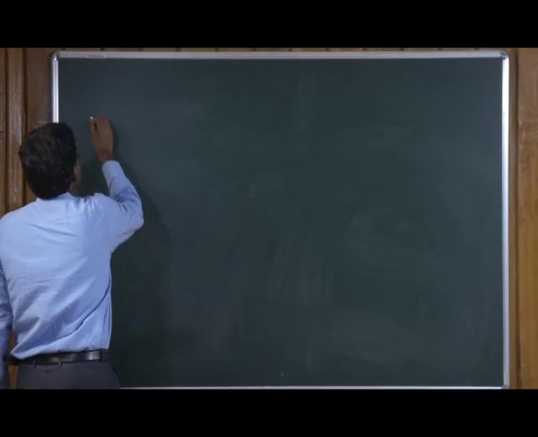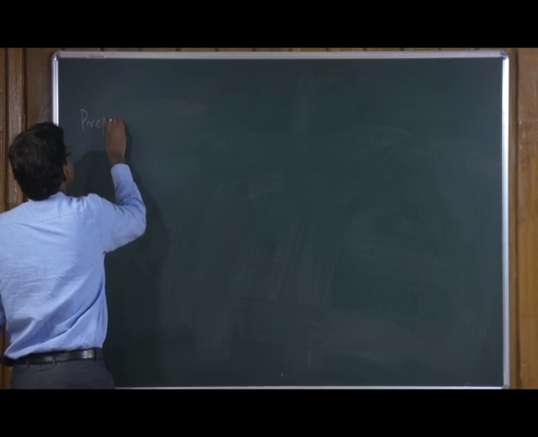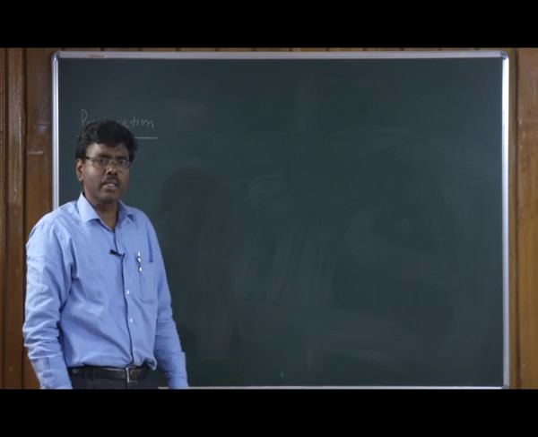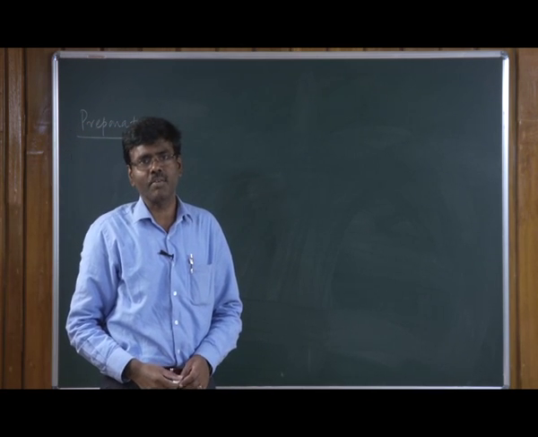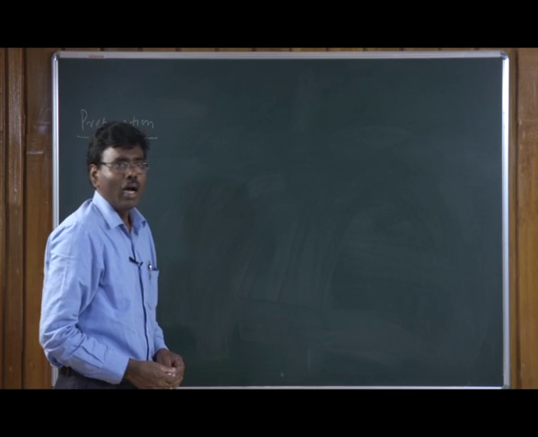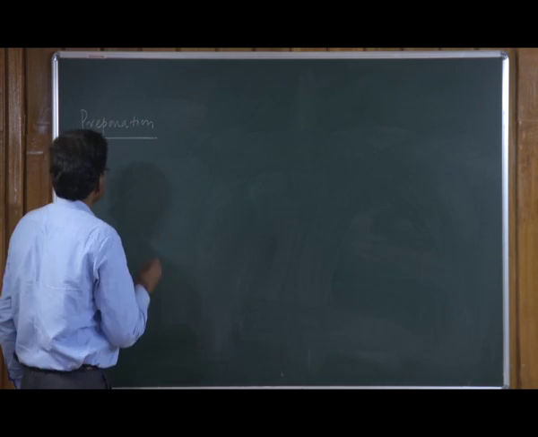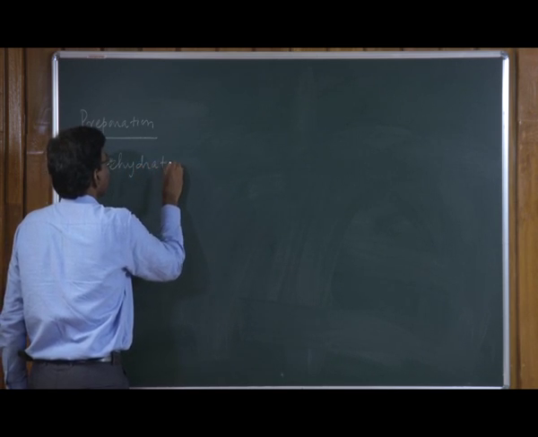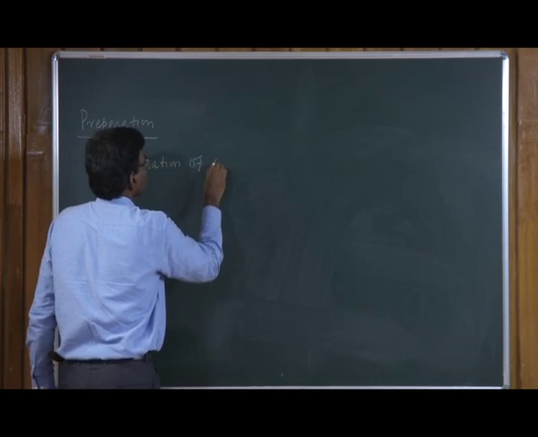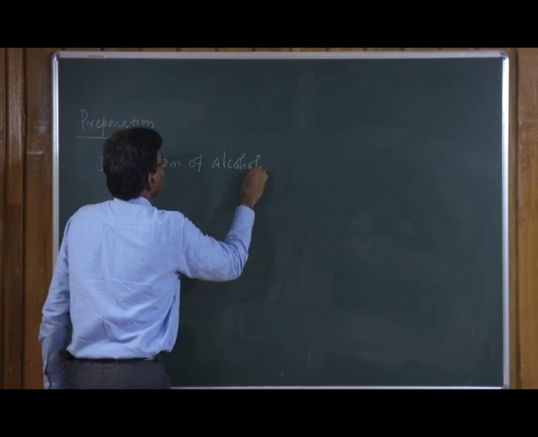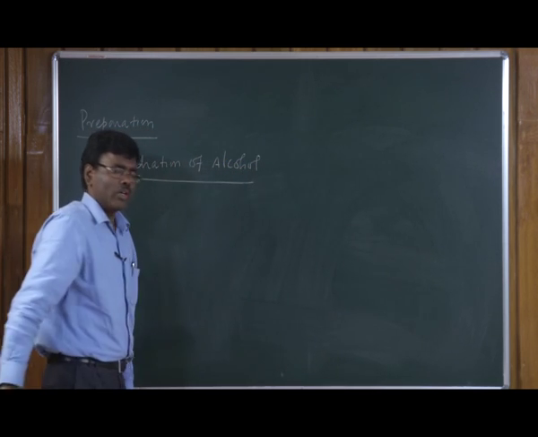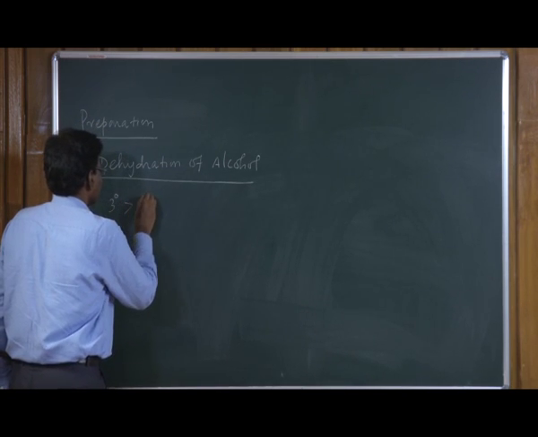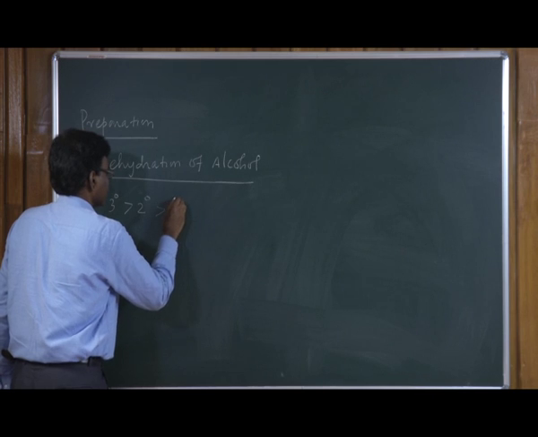Preparation of alkenes. There are so many methods available to make alkenes. The first example we are going to see is acidic dehydration of alcohols. When you compare the reactivity of alcohols, tertiary alcohol is more reactive compared to secondary alcohol. Secondary alcohol is more reactive compared to primary alcohol.